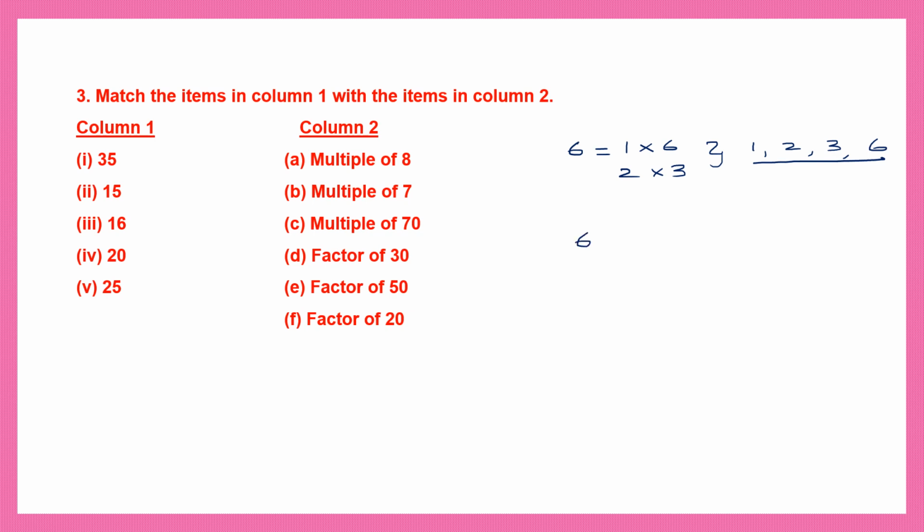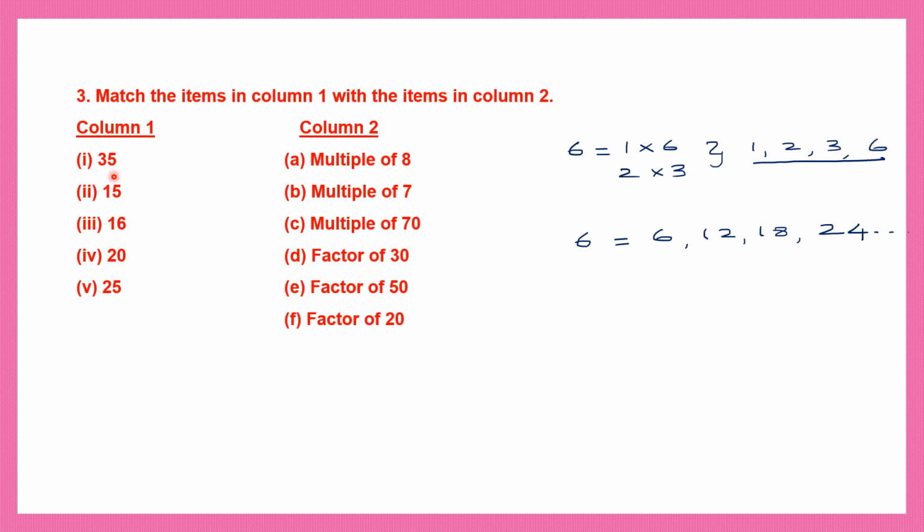At the same time, let me take the multiples of 6. 6 ones are 6, 6 twos are 12, 6 threes are 18, 6 fours are 24. And so on, there are many more. Here can you see the multiples are all greater than 6 or equal to 6 itself. So multiples are all bigger numbers, whereas factors are all smaller than that number or equal to that number. So keep that in mind when we match the items in column 1 and column 2.